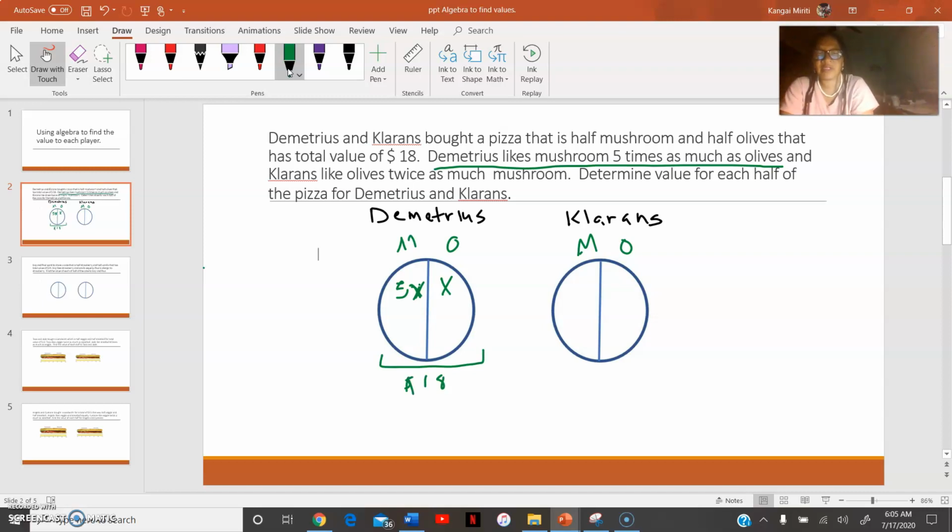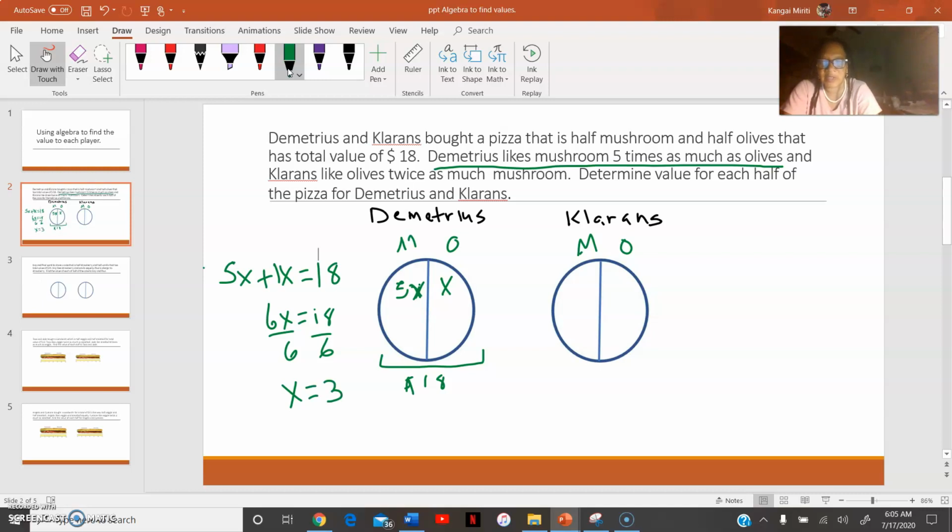And from this information on the picture, we know that the mushroom half, which is 5x, plus the olive half, which is x, together make the whole value of $18. So to solve this equation, we put our like terms together. 5x plus 1x is 6x equals 18. We divide both sides by 6, and we find that the value of x is 3.